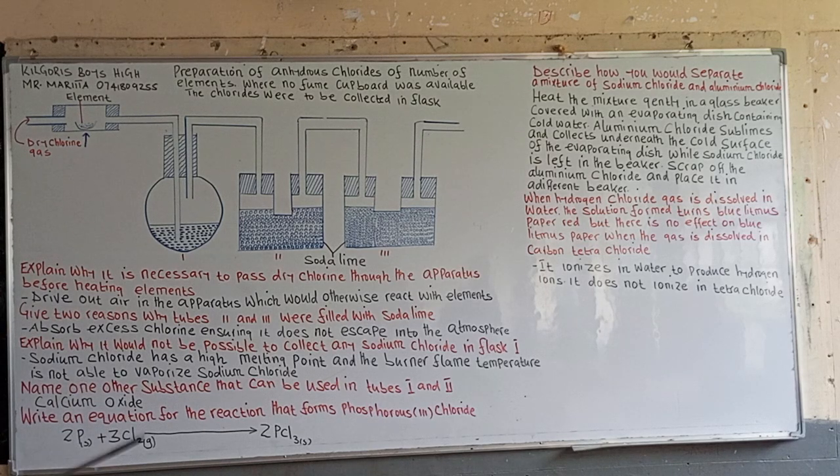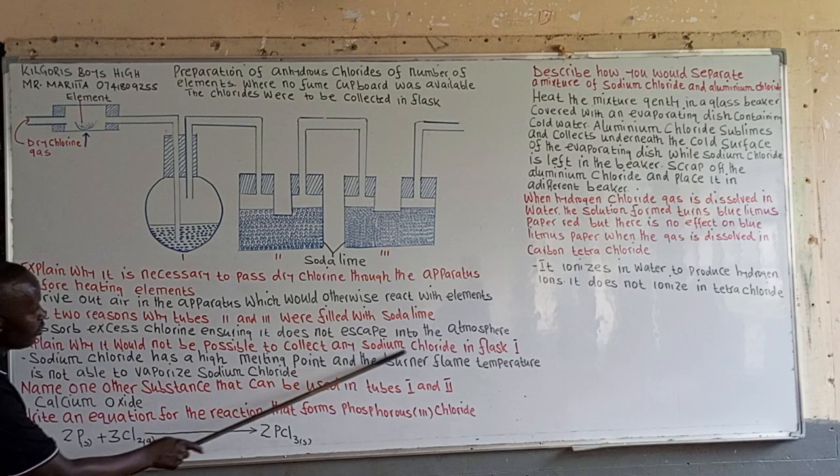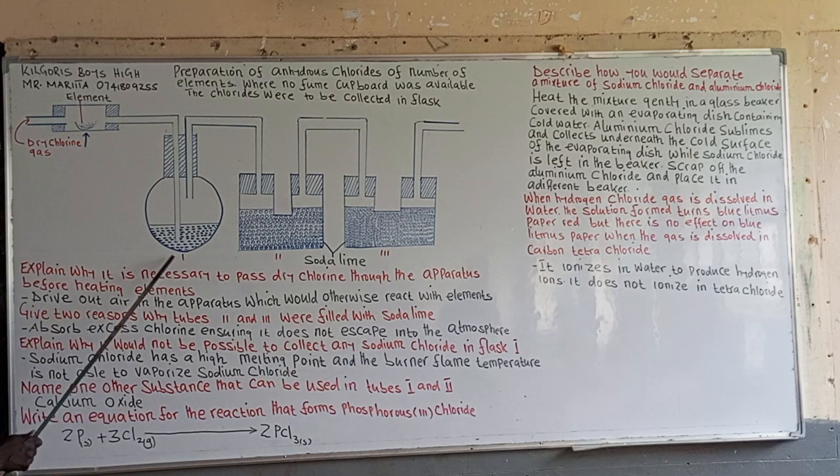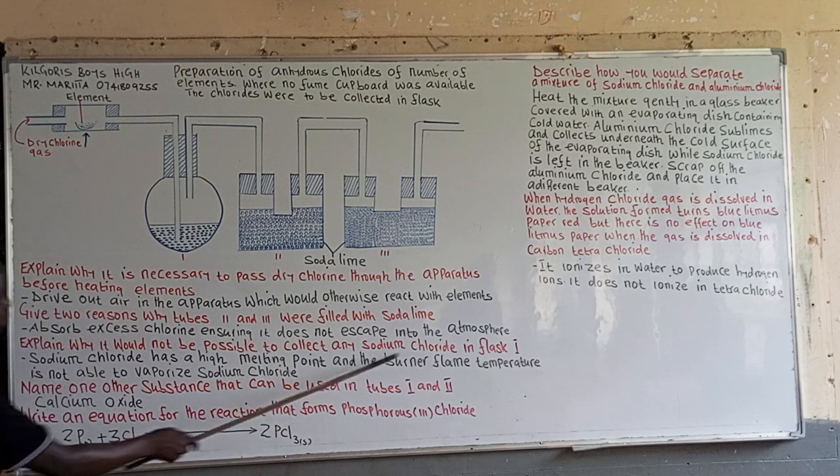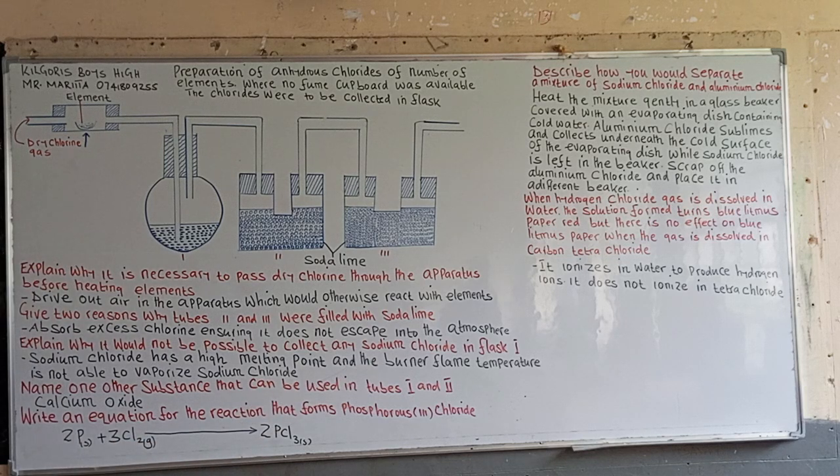Then we have: explain why it could not be possible to collect any sodium chloride in flask 1. Why is it not possible to collect the sodium chloride in this flask 1? What you can say from here is that sodium chloride has a high melting point, and the burner flame temperature is not able to vaporize sodium chloride. So that is the reason why you cannot collect sodium chloride in flask 1.